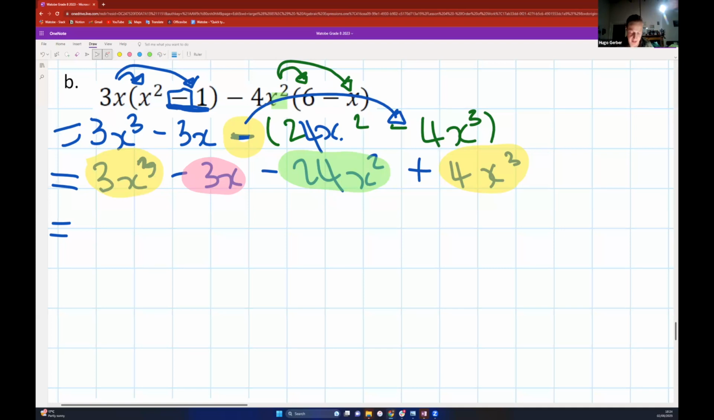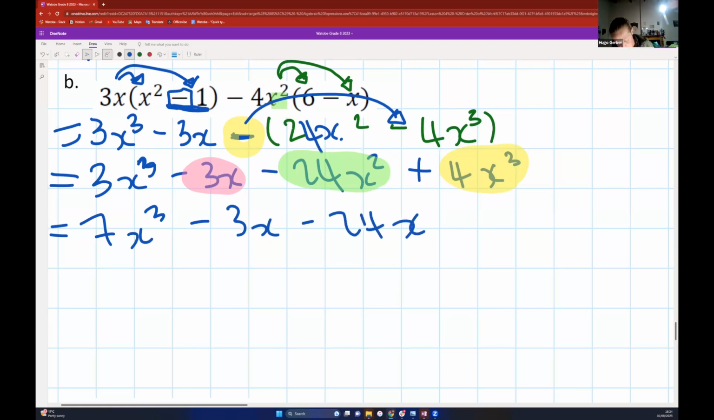Now, we can't add the pink and the yellow and the green. We can't just add them all together. We will be adding only the like terms. That's going to give us 3x cubed plus the 4x cubed. It's going to give us a 7x cubed, minus 3x minus 24x squared. That's my final answer. I can't add anything or subtract anything more because the other terms are unlike.